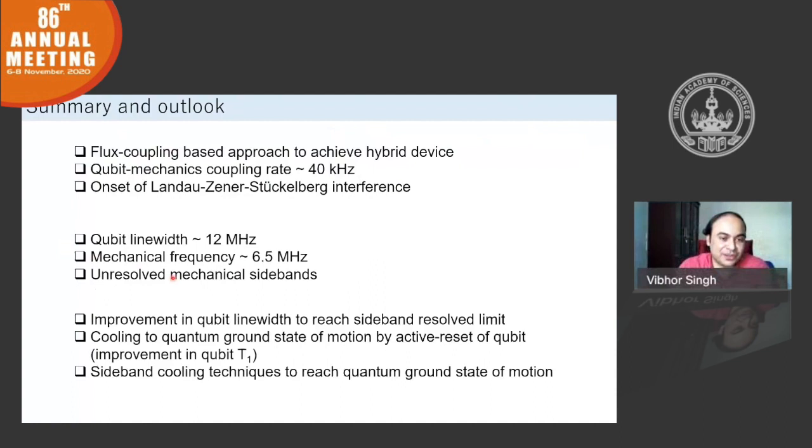What we need to work on further is to reduce the qubit line width. If we can reduce it to smaller than the mechanical frequency, we can apply sideband cooling techniques to have the mechanical resonator operating near the quantum ground state. Some of the details of this work are also available in this preprint.